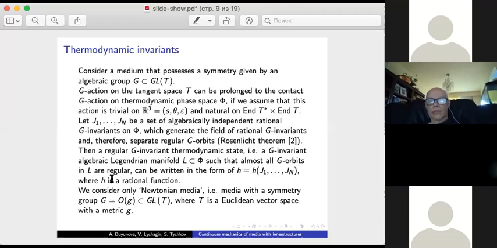not on just tensor delta. Here, in the present work, we consider only Newtonian media, that is, a media which possesses a symmetry group O(T), that is the orthogonal group, where T is a Euclidean vector space. Its role is a tangent space to our manifold M, which is equipped with a metric G.